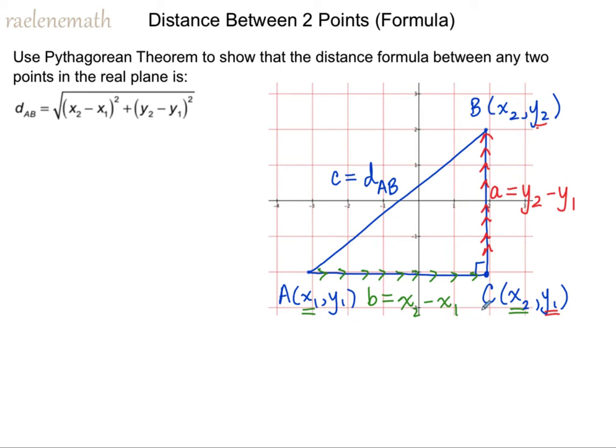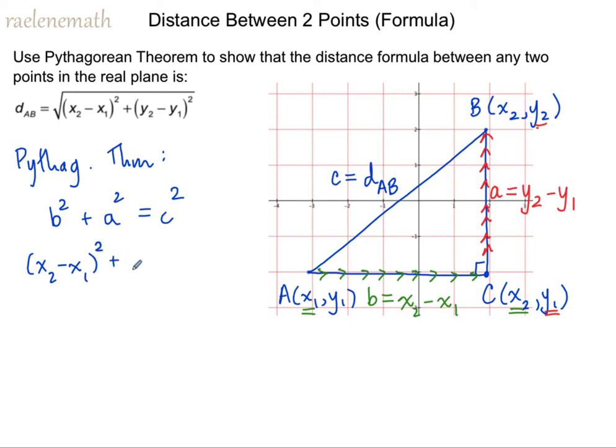Then Pythagorean theorem tells us again that a squared plus b squared is equal to c squared, or base squared plus altitude squared equals hypotenuse squared. The base squared then is x2 minus x1 all squared. Then we take the altitude and we square it, which is y2 minus y1 all squared. And instead of c for the hypotenuse, I'm just going to replace it with distance, or distance from point A to B, and then we square that. Lastly, we isolate the distance by taking the square root of both sides.